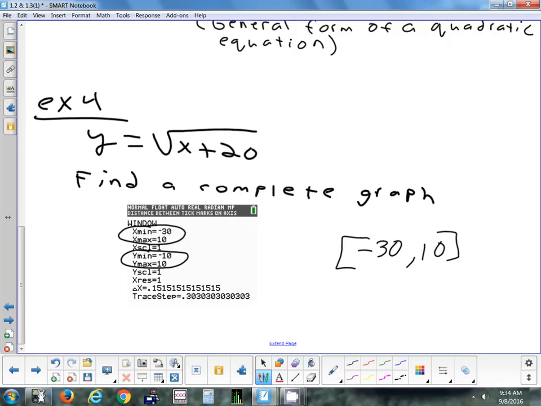Negative 30, 10. Those are my x values. And my y values, negative 10 to 10. I think we've seen this in the book. So you want them like that? You can write it like this, or you can write x min equals, x max equals, y min equals, y max equals. Either way, whichever way you want. Just don't do anything other than those two ways. You'll confuse me.